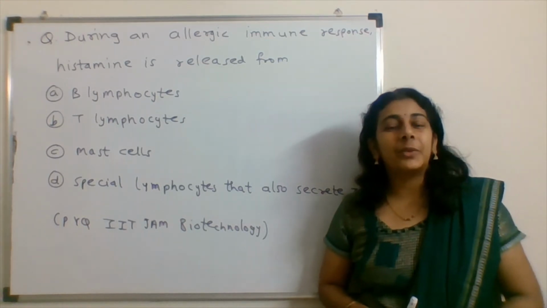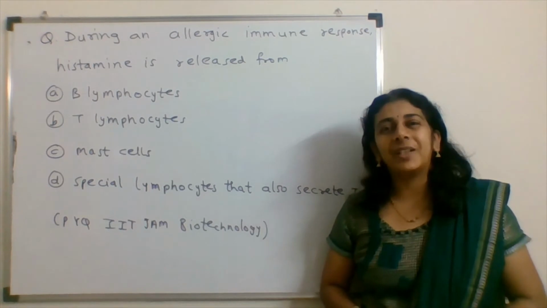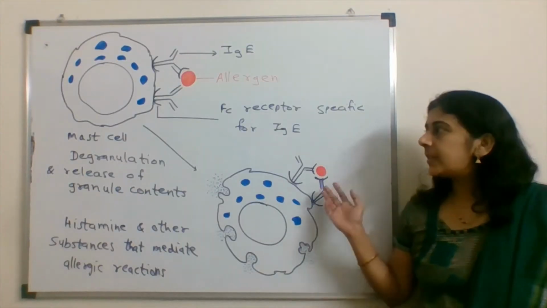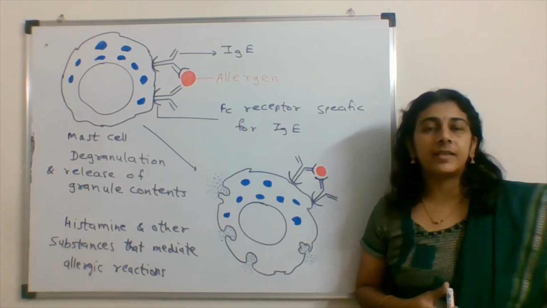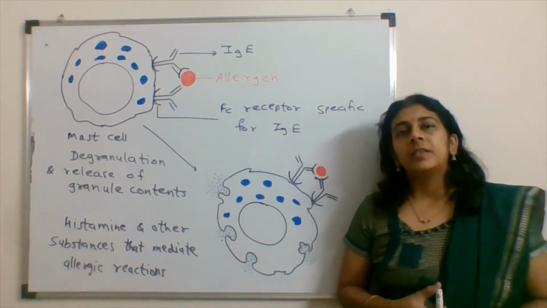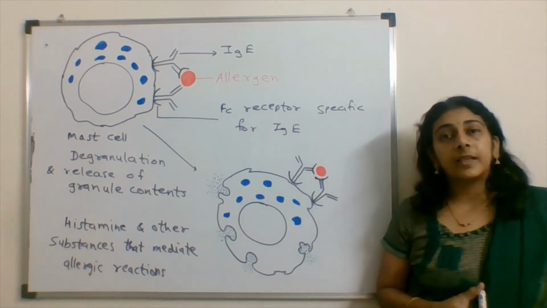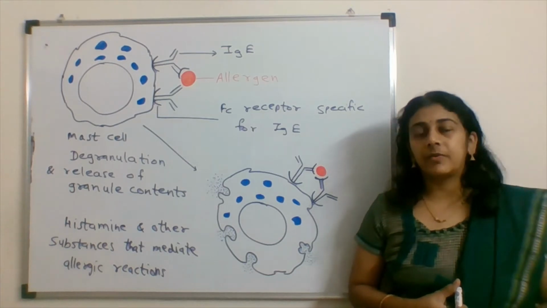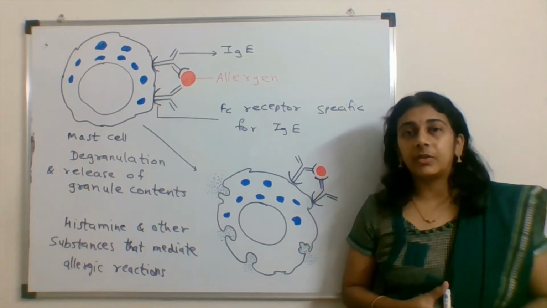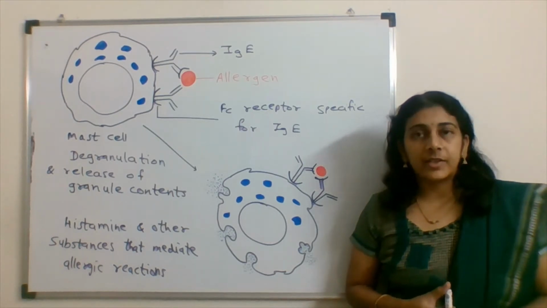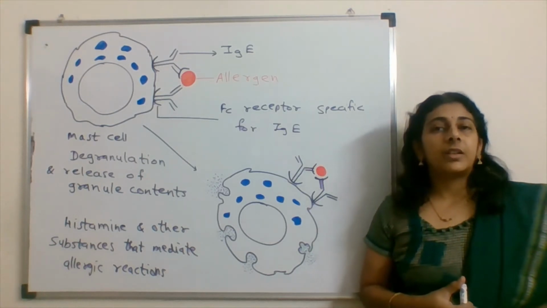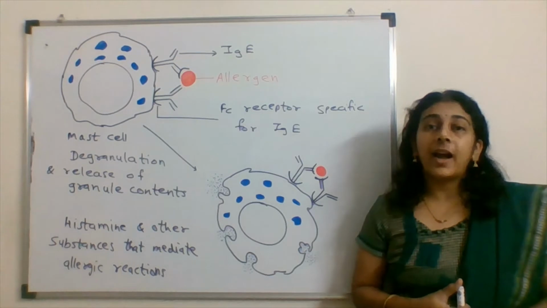So let's find out about the mast cells. Here is the illustration of how mast cells are involved in the development of allergic reactions. Mast cells are present in the skin, in connective tissues of various organs, in the epithelial cells of the genitourinary tract, and in the digestive tract. So these are involved in developing allergies.